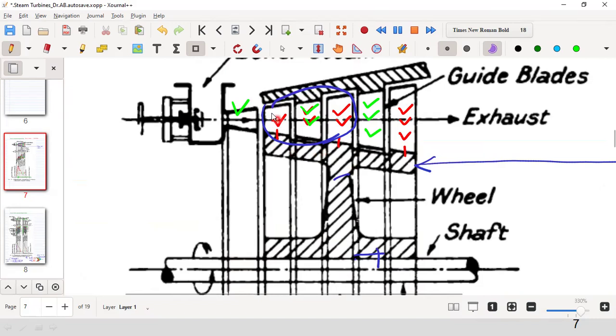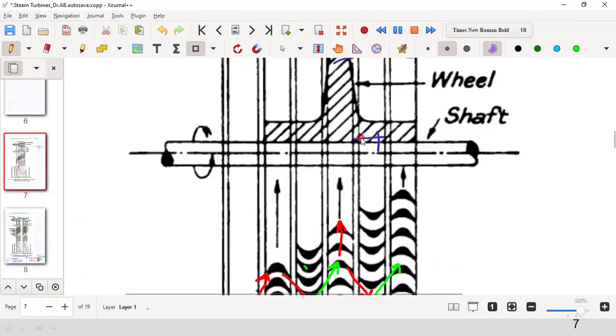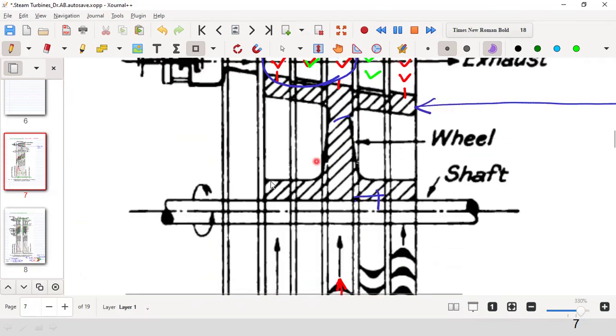So this is the blade. This is another blade, and this third one is the third row of the blade. So first, second, and third, 3 rows of the blade. So this is called a 3 row wheel, and this is called the wheel.